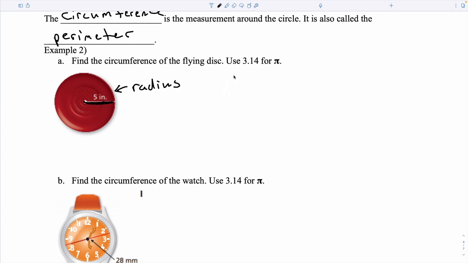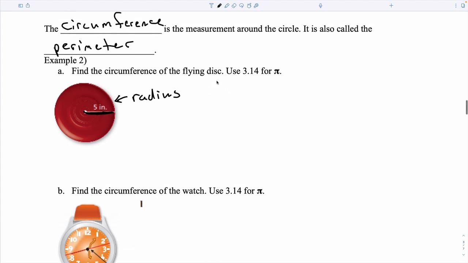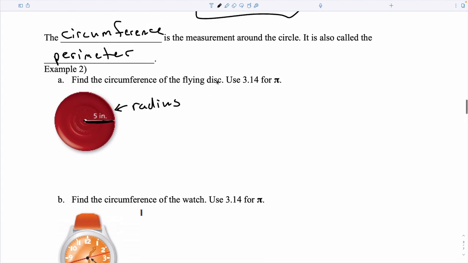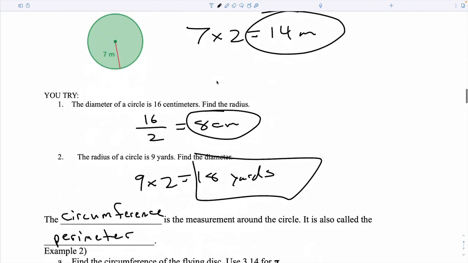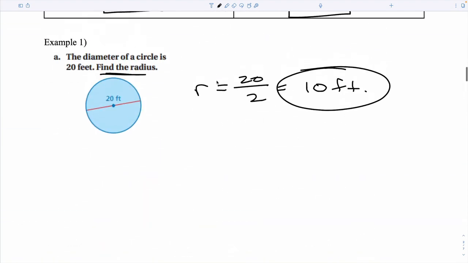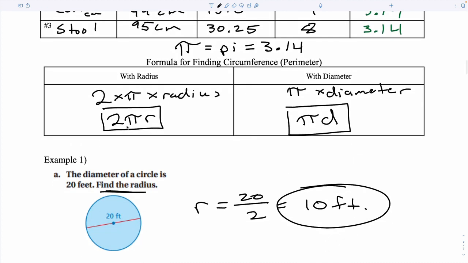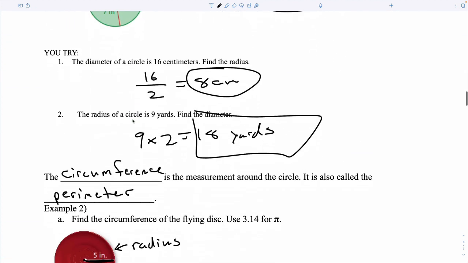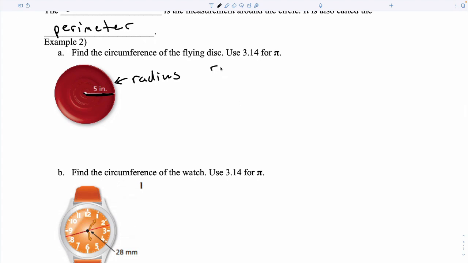Claire, which one do you want to use? That's to find the diameter. We want the circumference. 5 times 2 times pi. Write this formula above this before you start working. You're going to do 2 times pi times radius. In your calculator, do 2 times 3.14 times 5. What do you get?